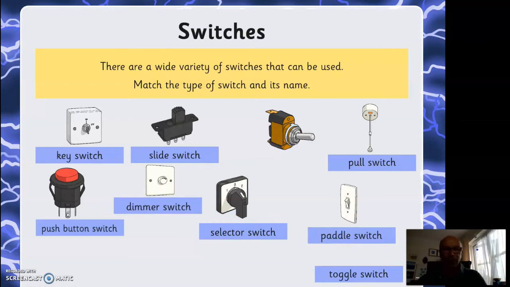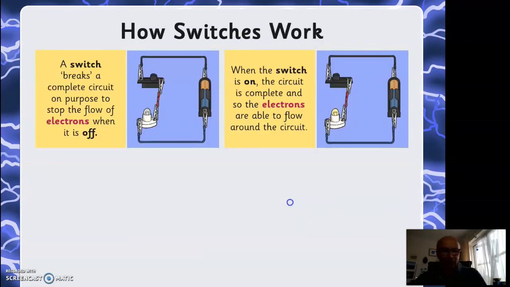Dimmer switches are used on lighting circuits. And finally, toggle switches. Again, that's the sort of thing you might find on a toy or on a piece of electrical equipment that might be used outside the house. Move on to how switches work.